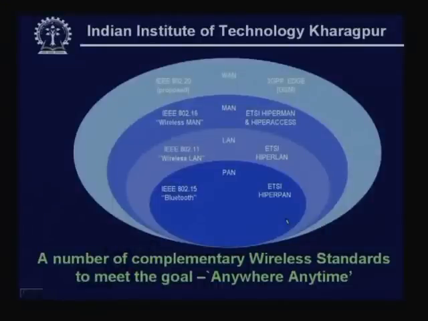And as I mentioned, the hierarchy of standards for personal area network, local area network, metropolitan area network and wide area network, IEEE has a series of standards like IEEE Bluetooth, which is 802.15, then 802.11 LAN, 802.16 metropolitan area network, then IEEE 802.20 that is being proposed for wide area network. So, a number of complementary wireless standards are being developed to meet the goal anywhere, anytime. You will be able to communicate from anywhere at any point of time.